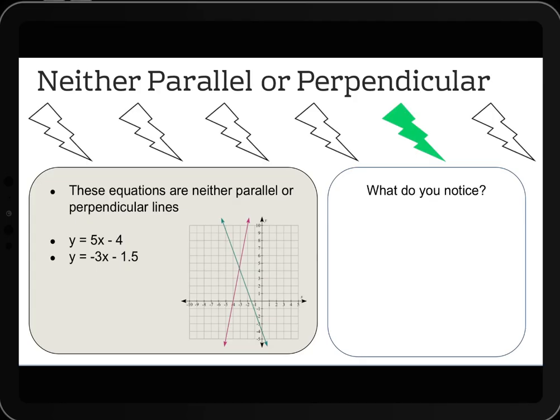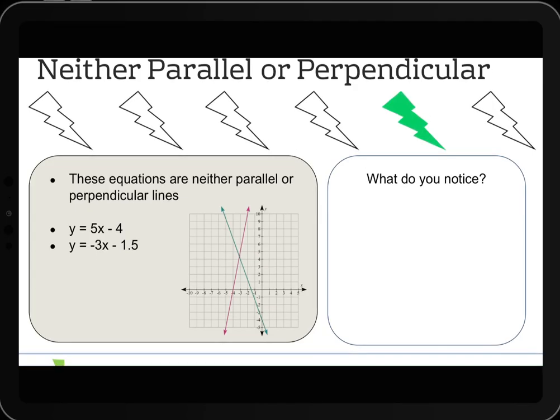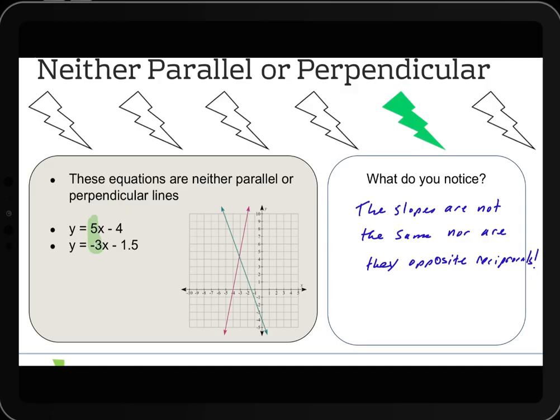Now what you should see here with these two equations on the left, we can see from the graph and those equations that they're definitely not parallel, and we can justify that because their slopes are different. So we can start off by mentioning that the slopes are different. The slopes are not the same, nor are they opposite reciprocals. That's another observation that you can make.